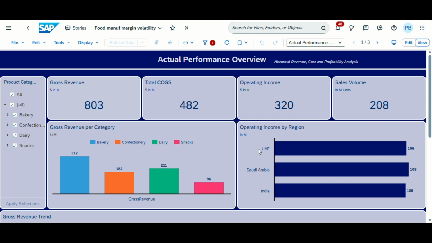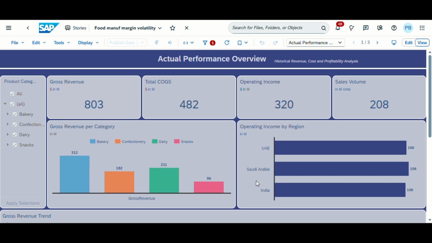Coming to operating income by region. The operating income by region visualization compares profitability across the UAE, Saudi Arabia, and India. Saudi Arabia leads with an operating income of approximately $108 million, while both the UAE and India contribute around $106 million each. This comparison helps management identify the strongest performing market and evaluate regional profitability to support informed business decisions.